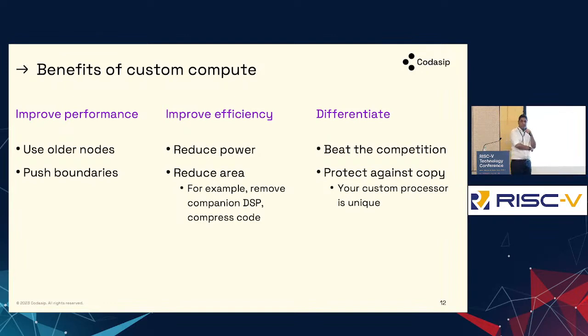The other one is improve efficiency. As I said, in some markets, power is really critical. Thermal is becoming a problem in automotive. Cost, again, reducing area is another aspect as well. So improving efficiency is another key one. But for me personally, the last one is quite critical. It's differentiation, right? If you want to have a product that's unique in the market, it's not another me-too solution. If you want to beat the competition, if you customize with your secret sauce, the processor itself, that's what gives you the differentiation in the market.